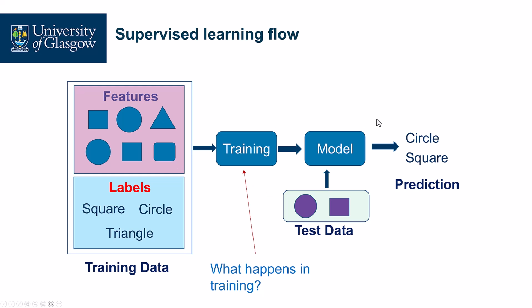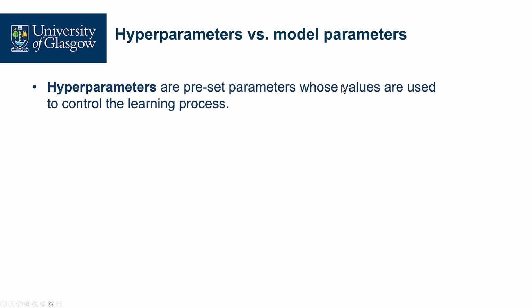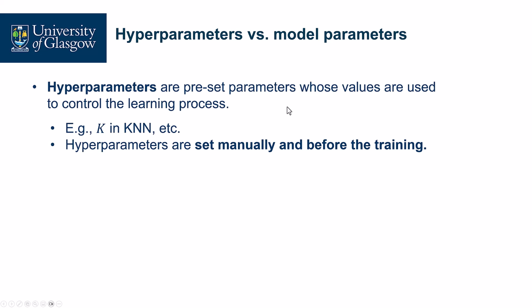Before answering this question, we first need to make clear two fundamental concepts: the hyperparameters and the model parameters. So what are they? Hyperparameters are the preset parameters. These values are used to control the learning. For example, in KNN, I choose K to be 3 or 5. These are the hyperparameter K, right? And hyperparameters are often set manually, and they must be set before the training, right?